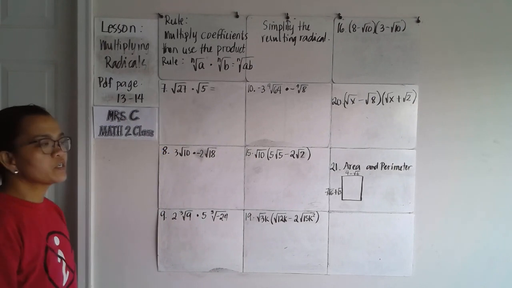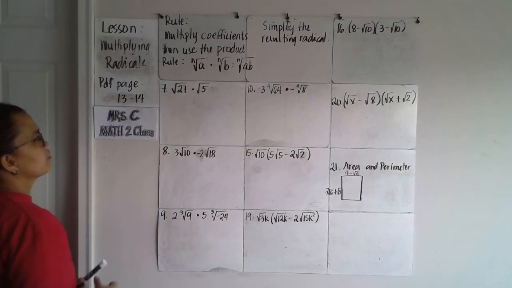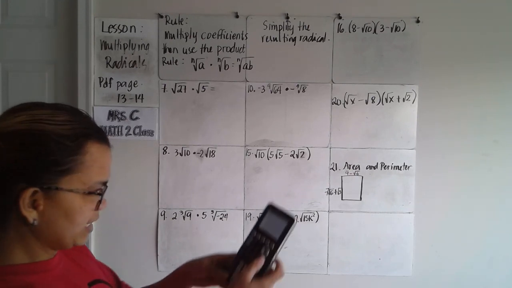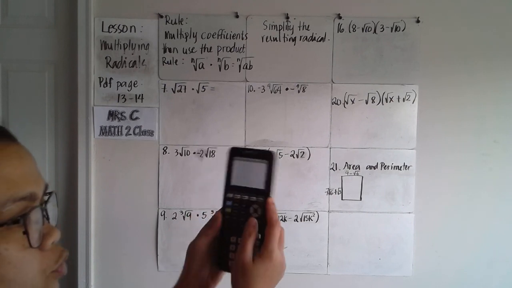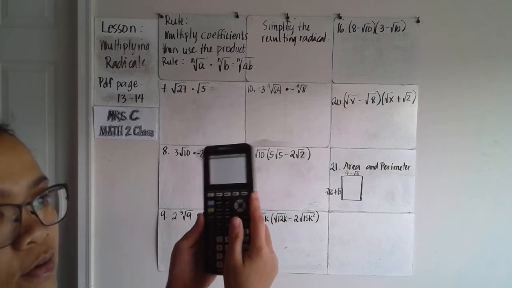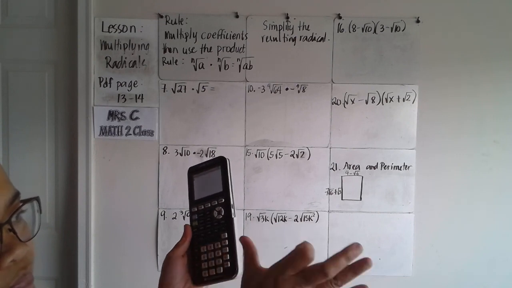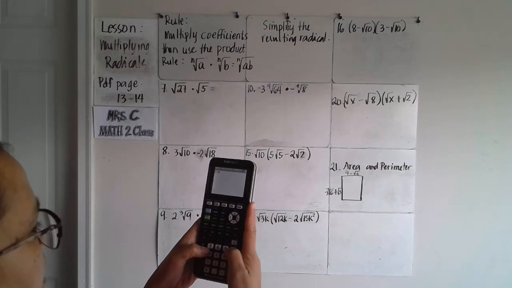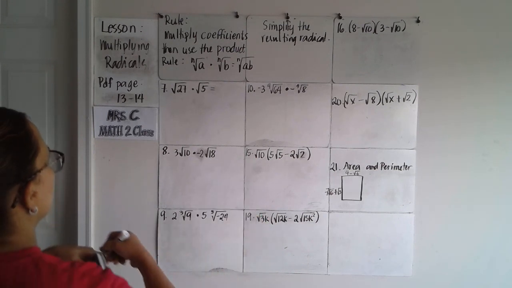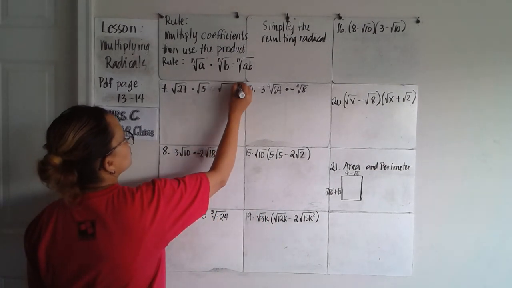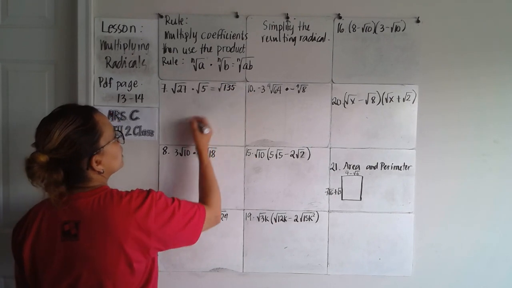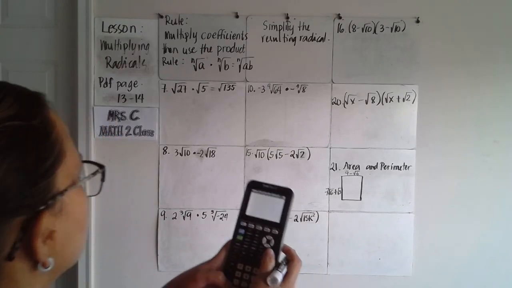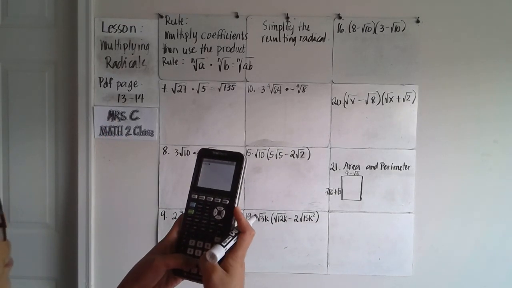Now, let's start with number 7. Number 7 says square root of 27 times square root of 5. At this time, I need my super calculator because that will make our video simpler and not too long. All right, so 27 times 5 gives me 135, so that will give me square root of 135. Now, we need to think of a factor for 135 that will make a perfect square since it is a square root. So 135, is it divisible by 25?